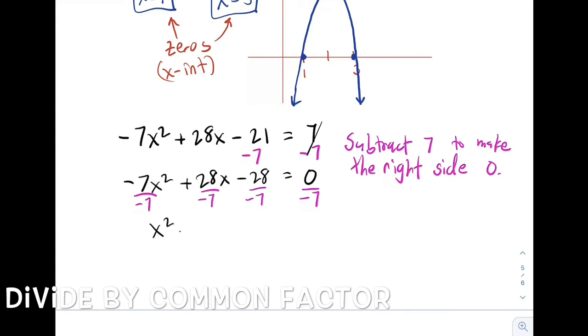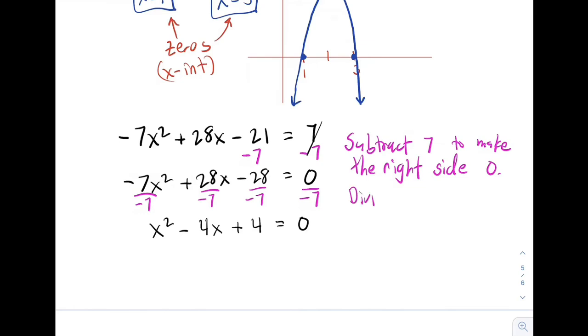Then rewrite what we have. So x squared minus 4x plus 4 is equal to 0 now. All right, so we divide by common factor. Okay, then we're going to use the x factor. So use the x factor method.